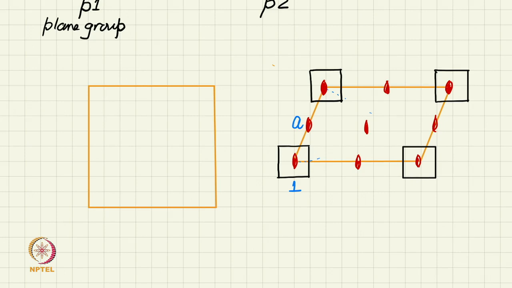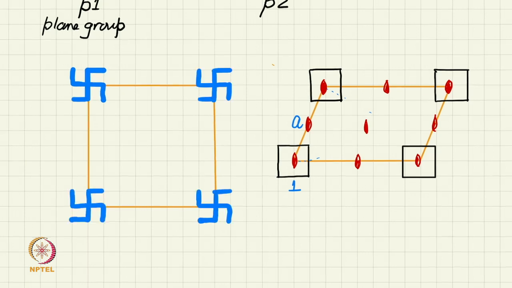Now a square also has more symmetry than just fourfold, because it has 4mm symmetry. It has mirrors also. So if I just want to have something which has only fourfold symmetry, then as you know, my favorite object is the swastik. So let me put a swastik motif. If I put that, then locally, of course, fourfold is satisfied for each swastik.